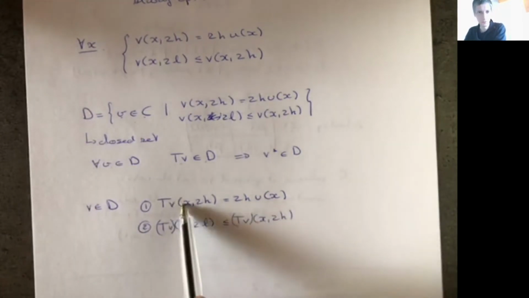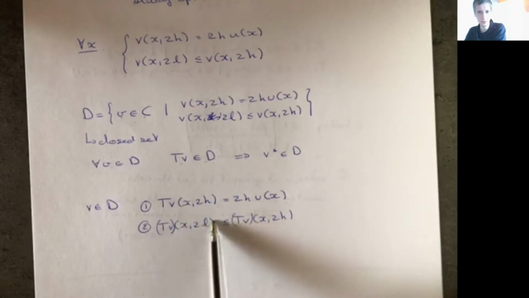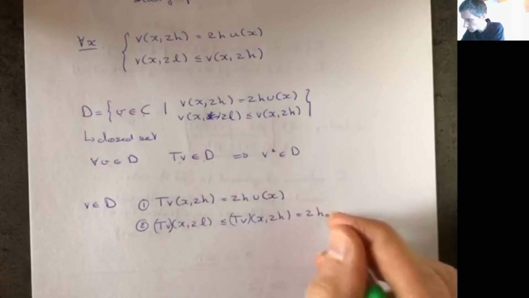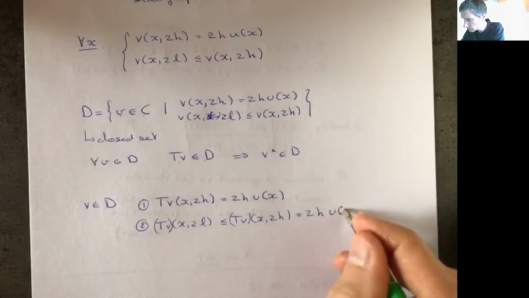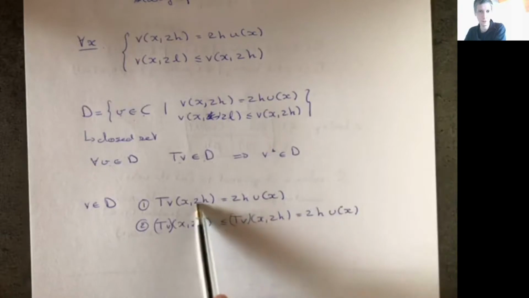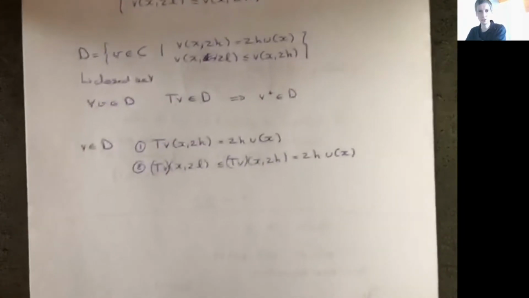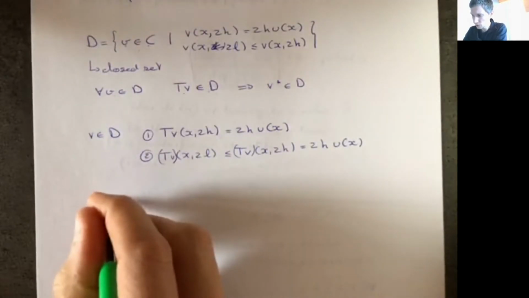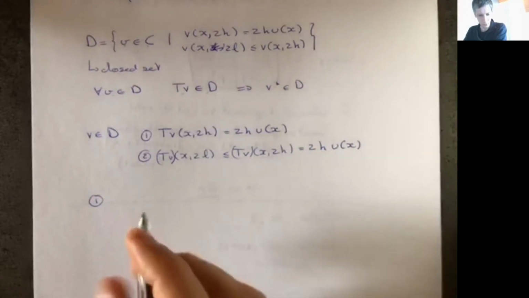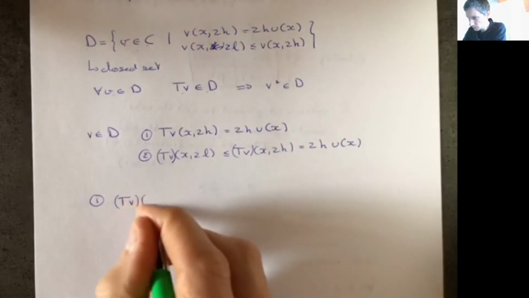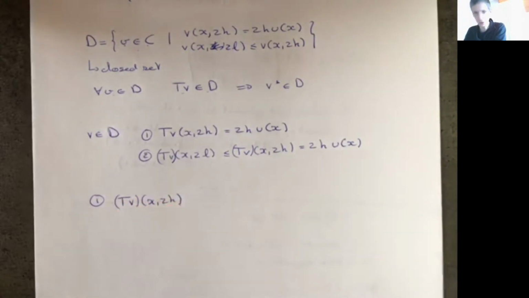Because if we first show this, and then this, the second one will be equal to zh u of x, right? Because we can use this inequality here to substitute here. Okay, so let's first show one. So we have Tv x zh, and let's just put the definition here.